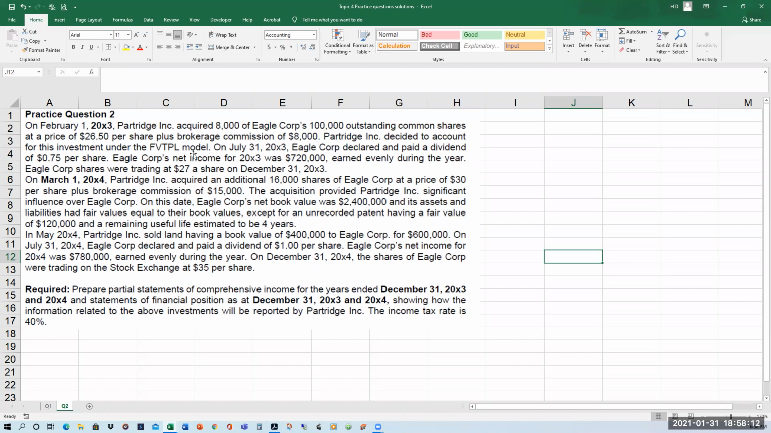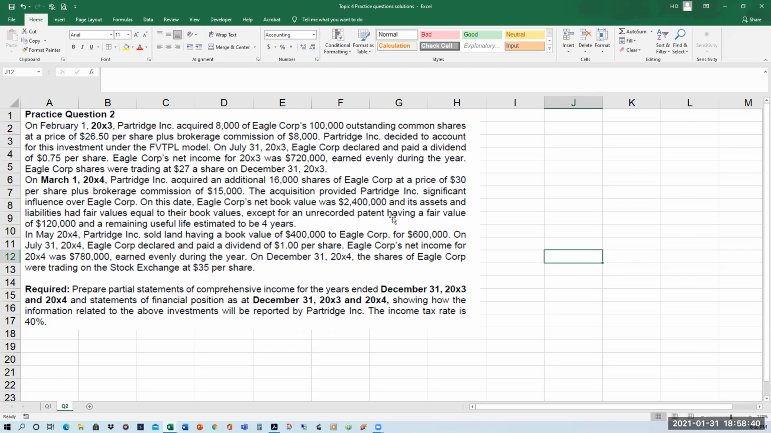So you have the flavor of fair value profit or loss first, then you have a change in the accounting model once significant influence is obtained. So you have to remember to remeasure the existing shares when significant influence is obtained. And then after March 1st, the equity method will be used to report the investment.